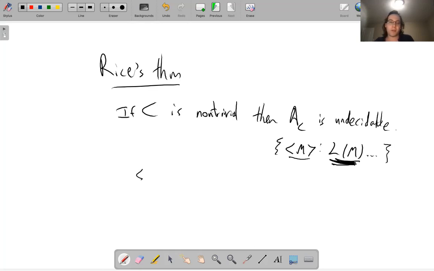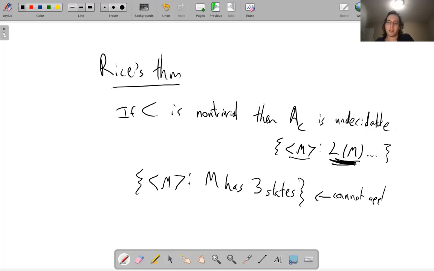So for example, if I had this set, Rice's theorem does not apply. We cannot apply Rice's theorem because, yes, it's a language that consists of descriptions of Turing machines, but which Turing machines are in this language doesn't only depend on the language of the machine. It also depends on the number of states of the machine, or some other property of the code, and not just a property of the language. Okay, so Rice's theorem doesn't apply here.